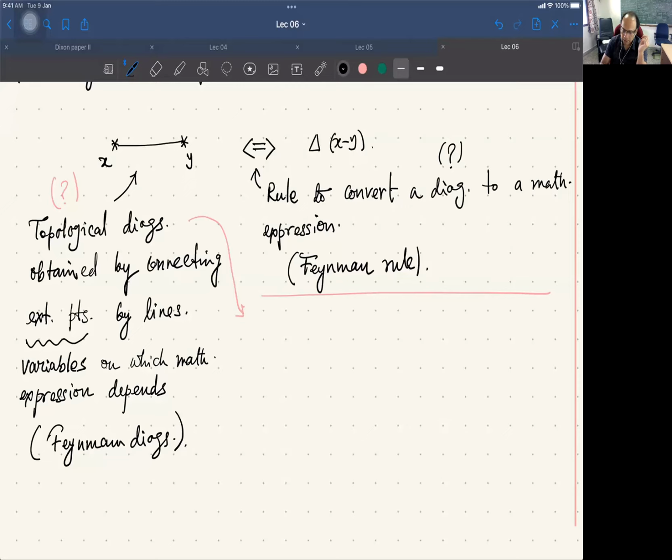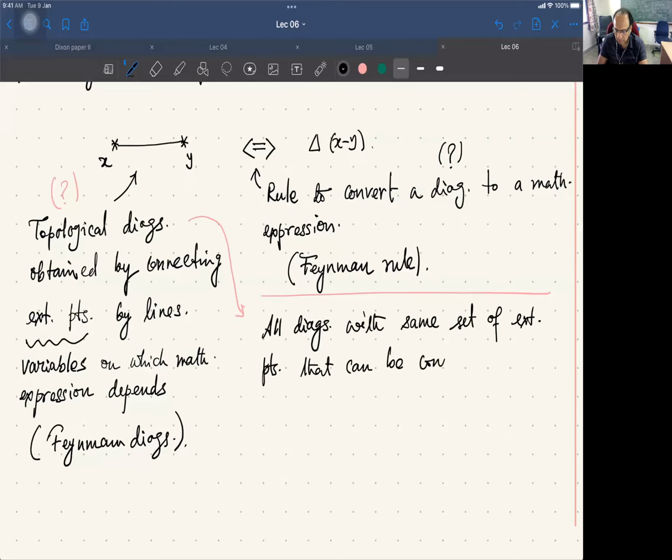So all diagrams with the same set of external points that can be continuously deformed to one another are topologically equivalent.